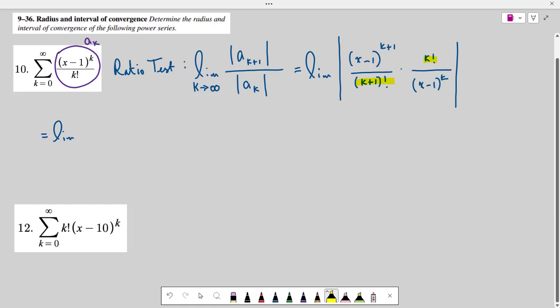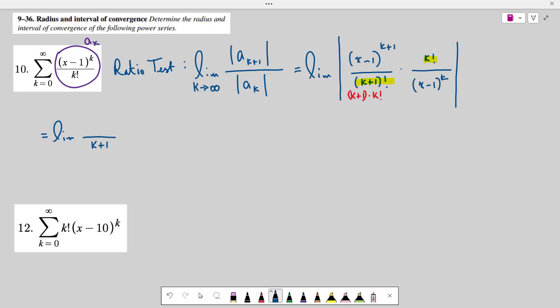Why k plus 1 in the denominator? Because k plus 1 factorial, remember, can be written as k plus 1 times k factorial. So those two k factorials will cancel, and we're left with just a k plus 1 in the bottom for that part. Now the numerator on the left, x minus 1 to the k plus 1. Down here we have an x minus 1 to the k, so we end up with just one factor of x minus 1.